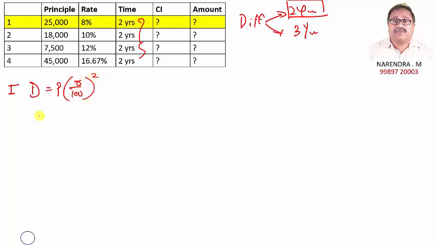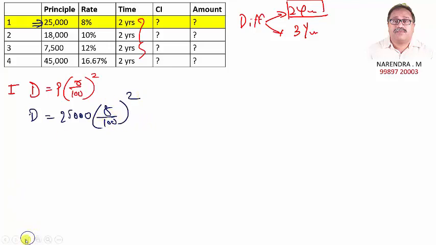Okay, so let's replace the values over here. Difference is equal to, what is P here? 25,000. We are dealing with the first question. So 25,000 into R square by 100 square. I will take this in the bracket first, that is 8 by 100 to the whole power 2.